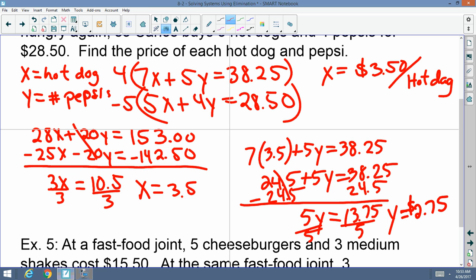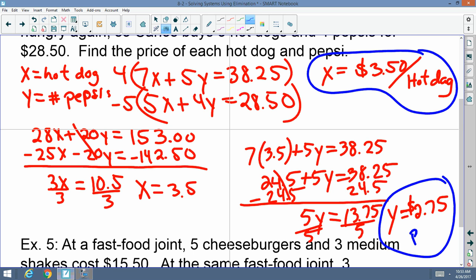So my solutions here, $3.50 for each hot dog, $2.75 for each Pepsi. That's the beauty of elimination. It is easy. Thank you, brother. And again, please don't worry about the decimals or the speed of your addition or multiplication. I promise you, you will be able to use a calculator if there are questions that are convoluted like this. Make sense? Okay.